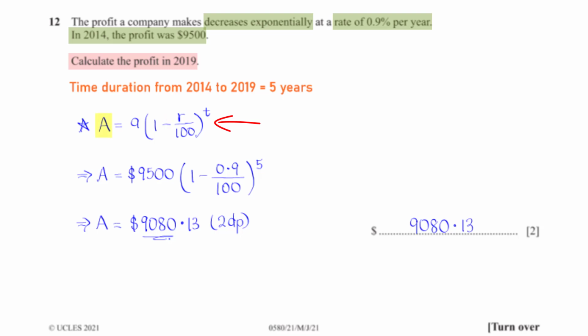A represents the final amount at the end of 2019, P represents the initial amount at the end of 2014, R represents the rate of decrease, and T represents the time duration in years, which in this case is equal to 5. And so to find the total amount at the end of 2019, we have $9,500 times (1 minus 0.9 divided by 100), all raised to the power 5. And so when we type this into the calculator, we get $9,080.13, correct to 2 decimal places.